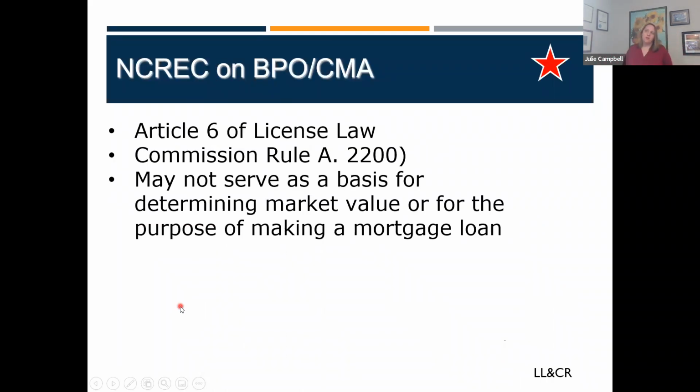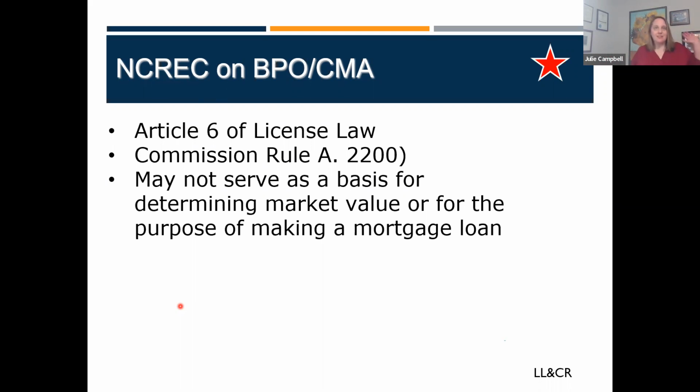Remember what we do as brokers. Let's take your appraiser's hat off and put our real estate agent hat back on. We perform BPOs and CMAs, and we have certain license law and commission rules that we have to follow, specifically Article 6 of License Law and Commission Rule A.2200. No, you don't need to know those numbers.